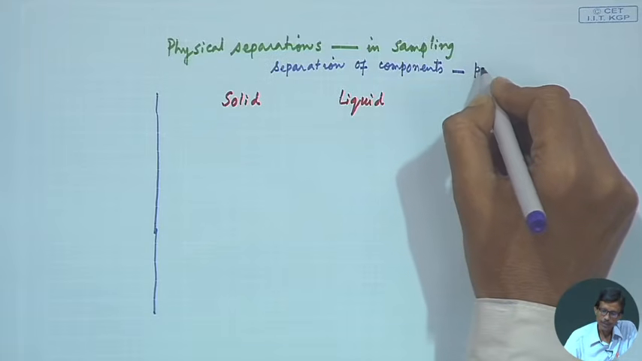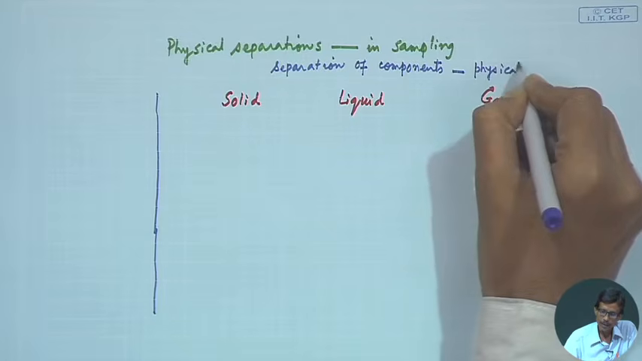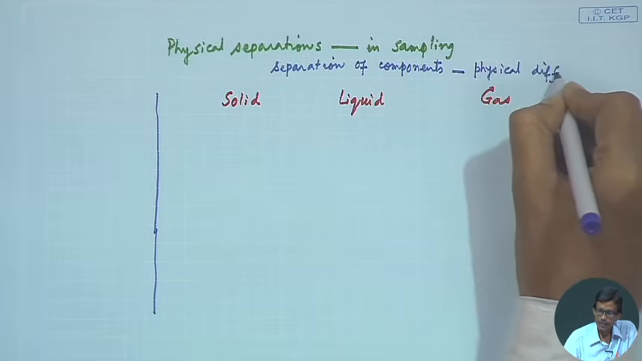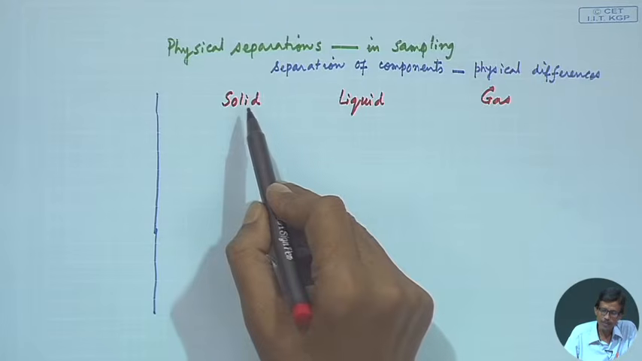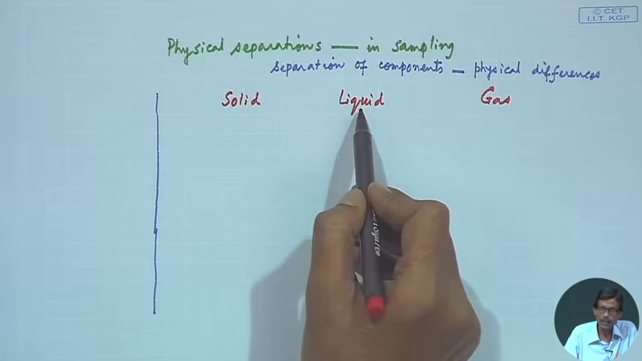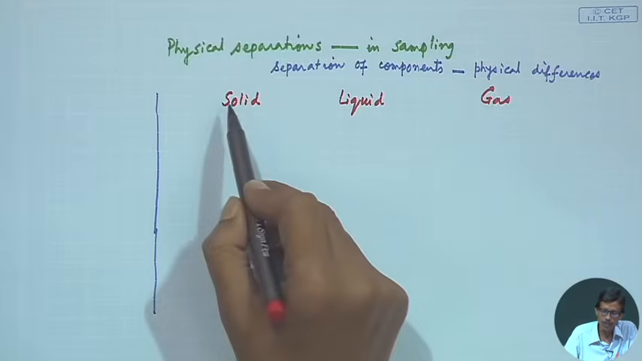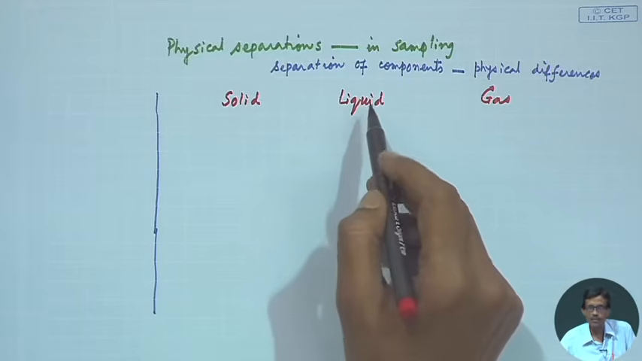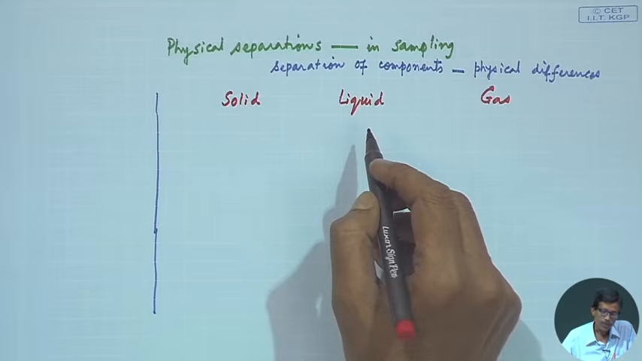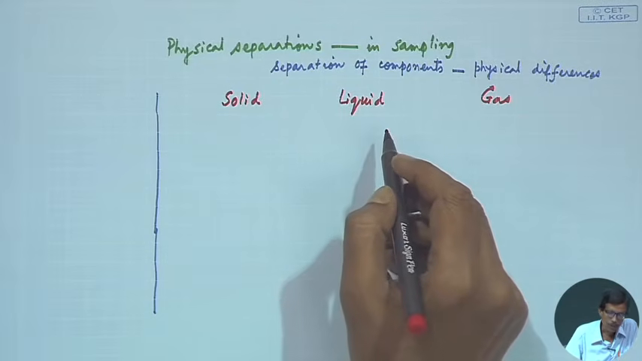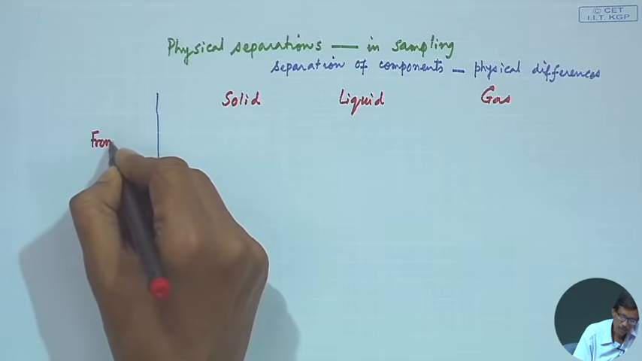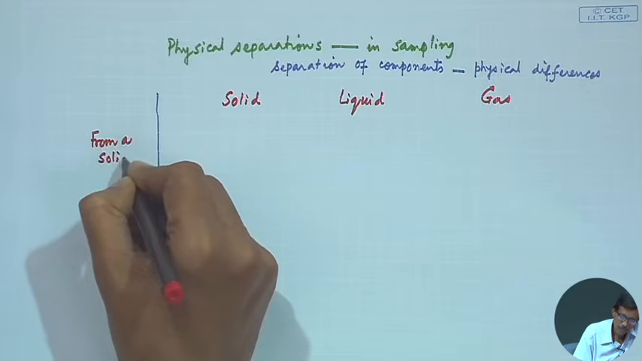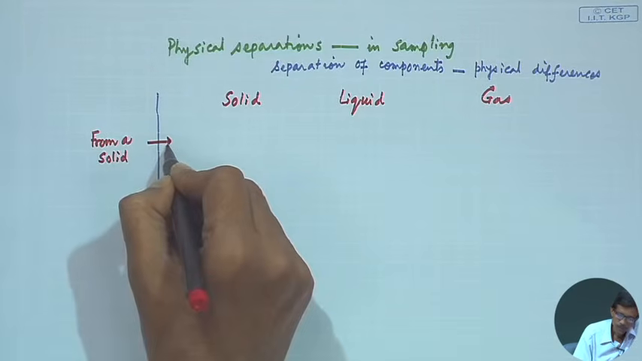That means the physical differences are there. So, what about this? If solid is mixed with liquid, and liquid is mixed with gas, or gas is mixed with solid, or gas is mixed with liquid, we can separate it out. But if there is some solid and we try to separate it from a solid, how do we do that?